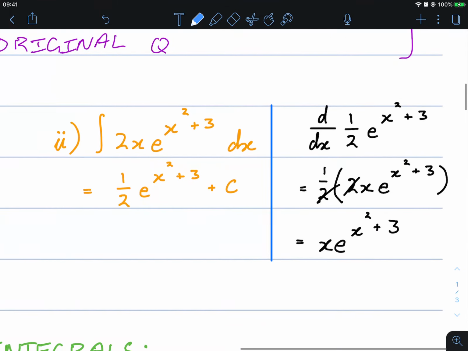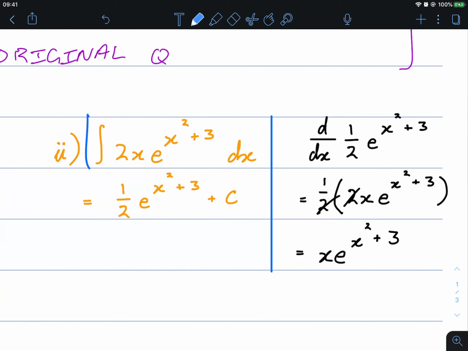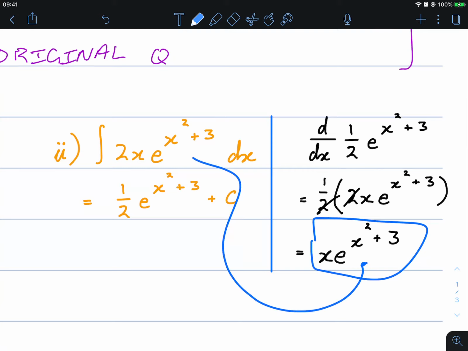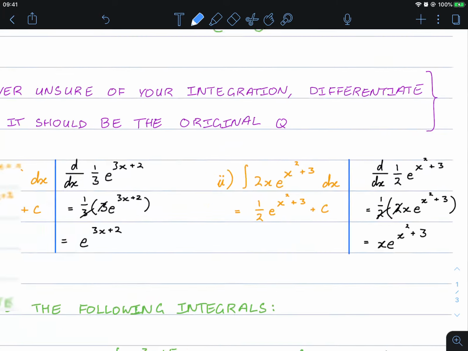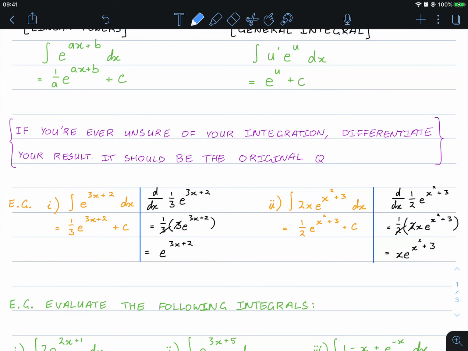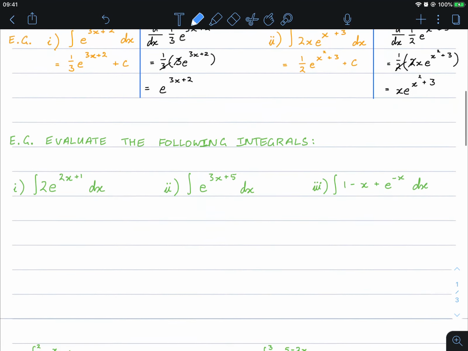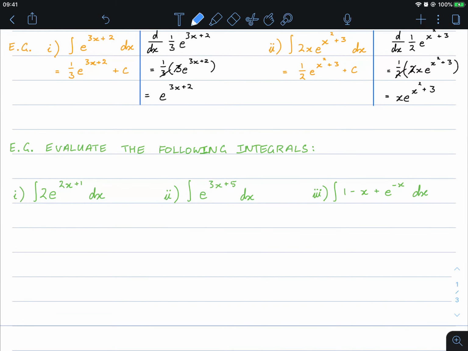But let's say we had a different question, we had this integration and we came up with this result. We differentiate the result and it's not exactly matching our original question. Notice how there's a 2 missing here, which means that we went wrong somewhere. We could either correct it or do the whole question again. Right, so that's a little tip for you. But let's get straight into a few questions and a few examples here. So here we go.